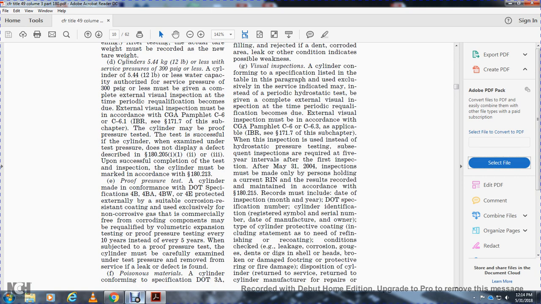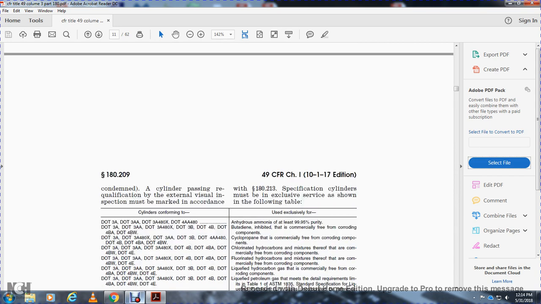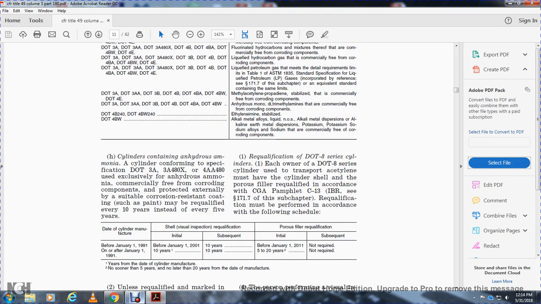Cylinders returned to service, returned to cylinder manufacturers or repairers, or condemned are recorded after passing requalification. External visual inspection must be in accordance with 182.13, but the cylinders must be used exclusively as shown in the following table. Cylinders containing anhydrous ammonia conforming to specifications 3A, 3AA, 4AA480X, 4A, and 4B240, used exclusively with anhydrous ammonia, commercially free of corroding components, and protected externally by a suitable corrosion-resistant coating such as paint, may be requalified every 10 years instead of every 5 years.